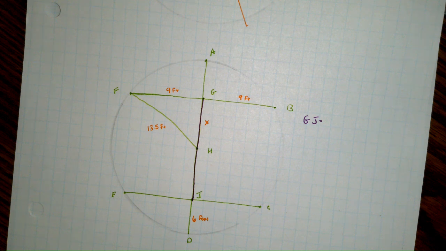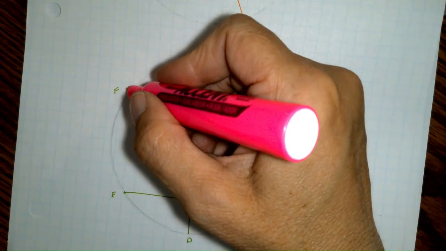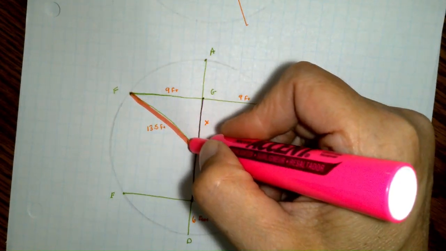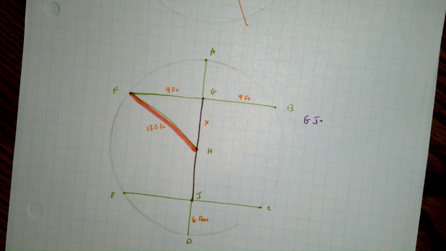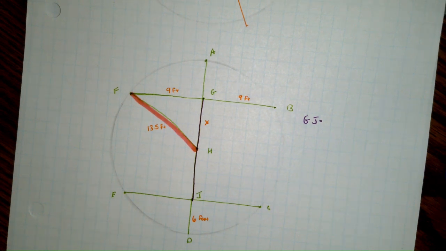Okay. Well, what is the radius of the circle? Notice the radius of the circle is right there. So that would be 13.5 feet is the radius. So that can be helpful.